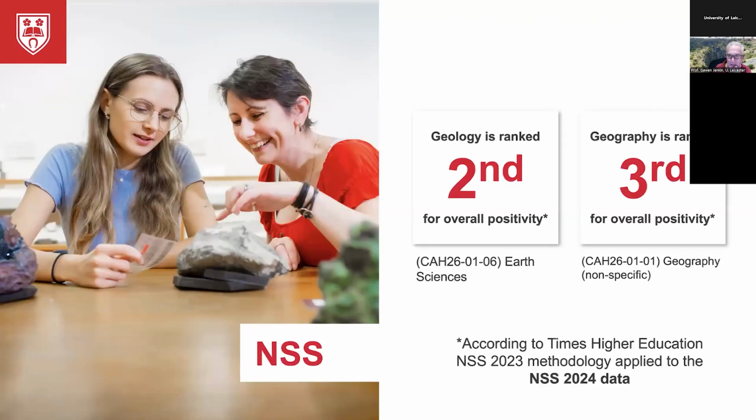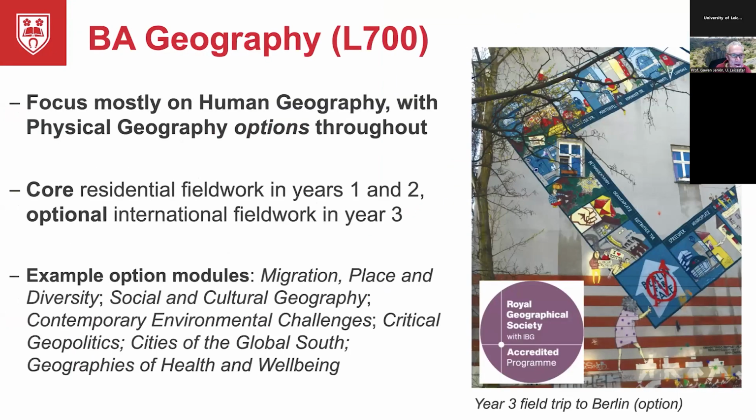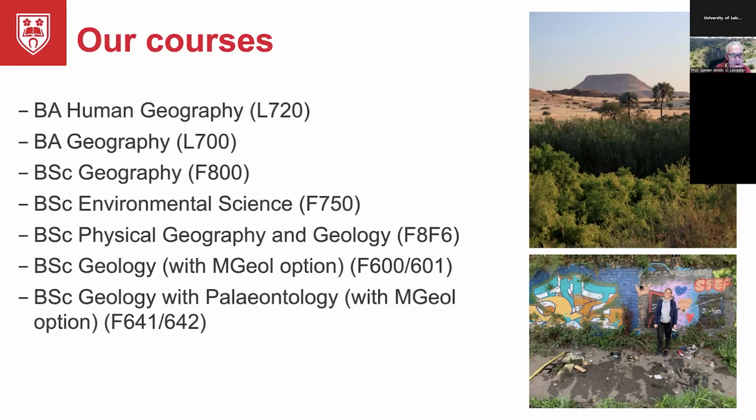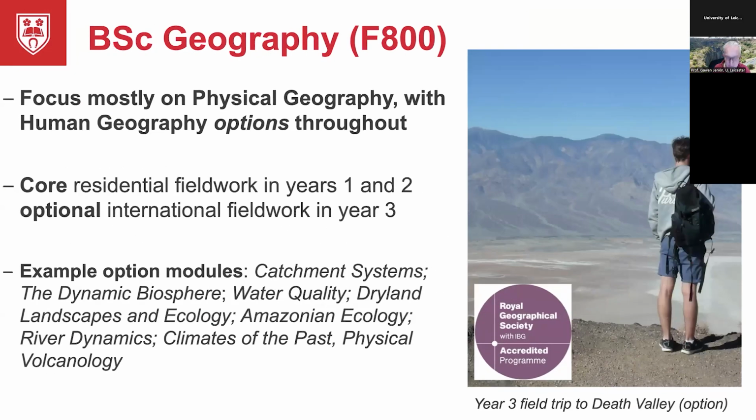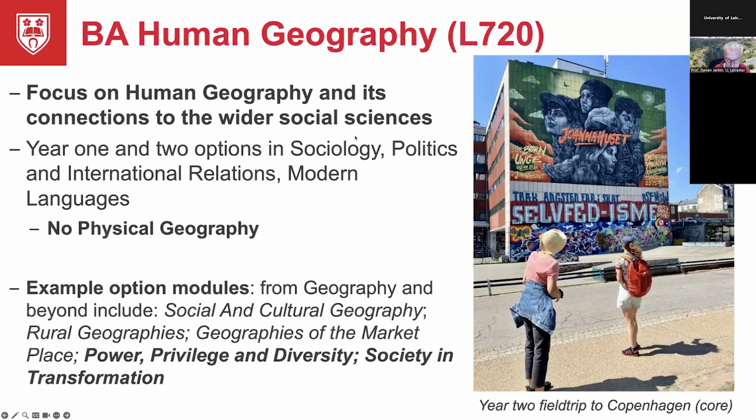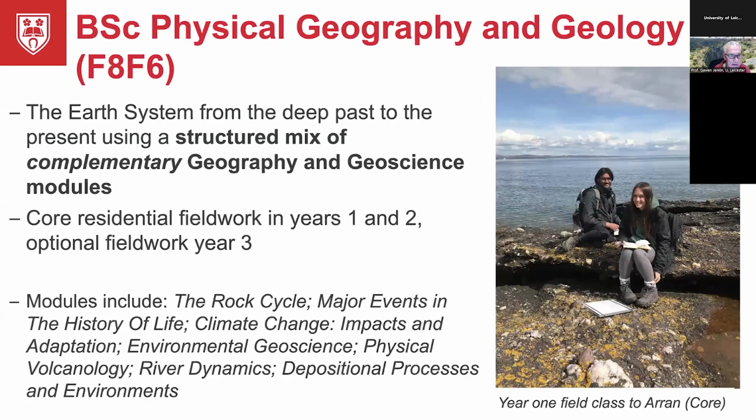Okay, so this is the range of degree courses that we do. So we have human geography, geography BA, geography BSc, environmental science, physical geography and geology. So that might be good if you're balancing between the two. Geology BSc and MGeol, and geology with paleontology. So those are the possible courses that you can take.